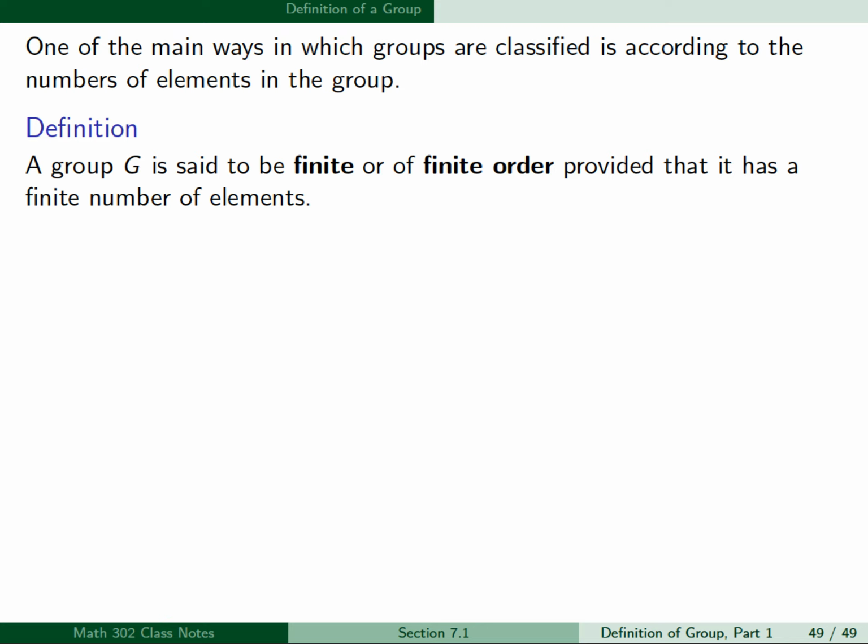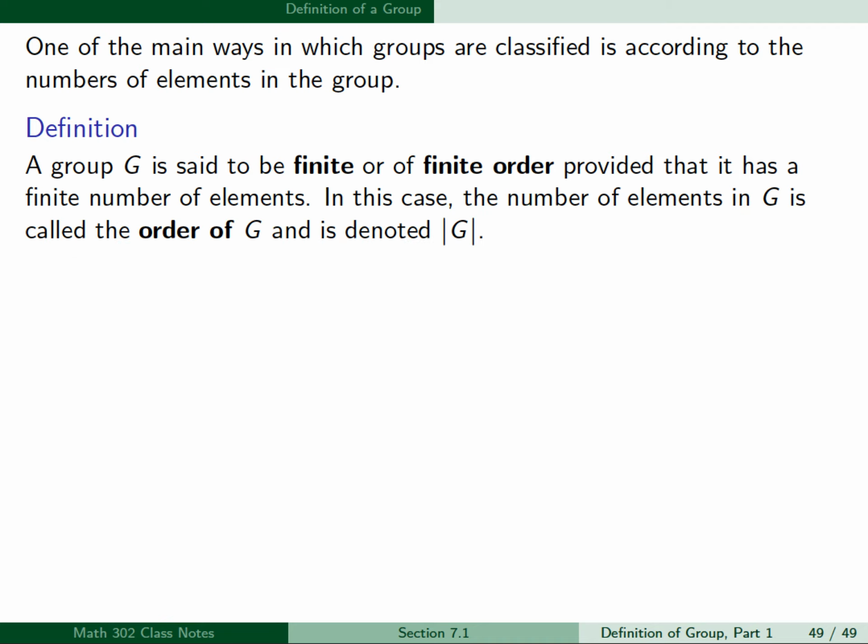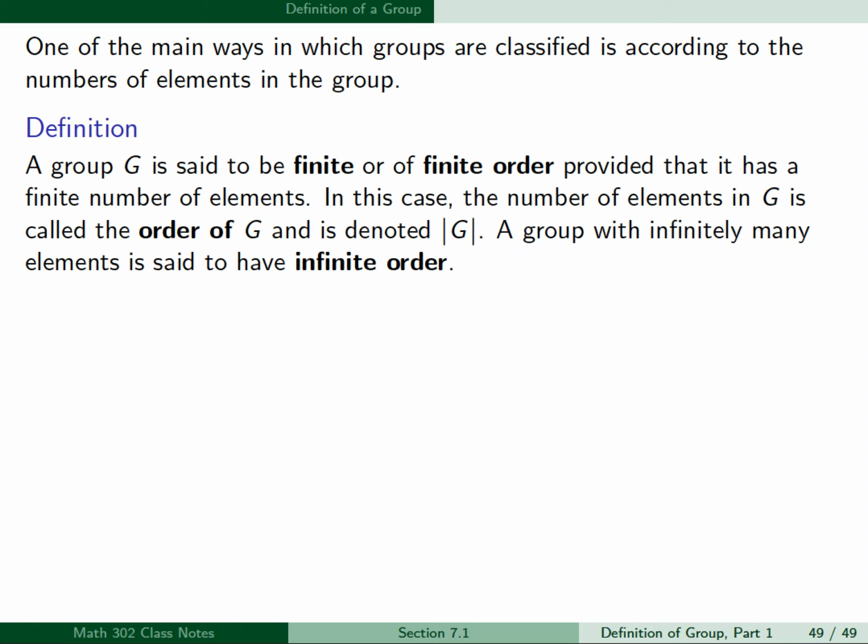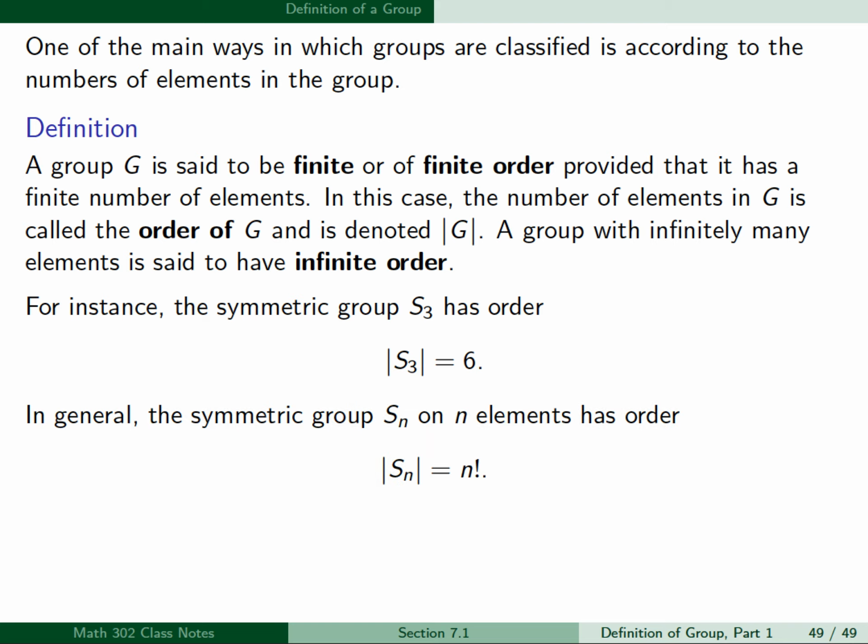A group G is said to be finite or of finite order, provided that it has a finite number of elements. In this case, the number of elements in G is called the order of G and is denoted |G|, with vertical lines on either side. A group with infinitely many elements is said to have infinite order. For instance, the symmetric group S3 has order 6. In general, the symmetric group S sub n on n elements has order n factorial. And the dihedral group D sub 4 has order 8.